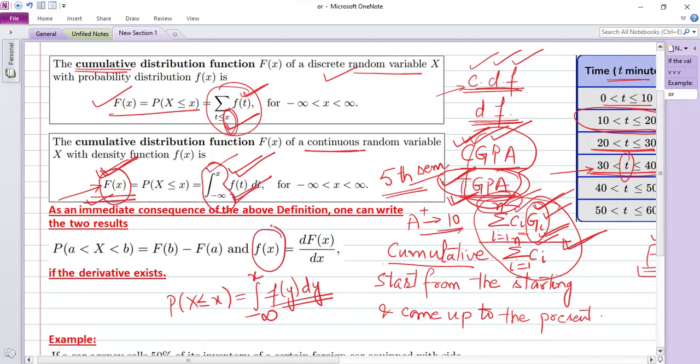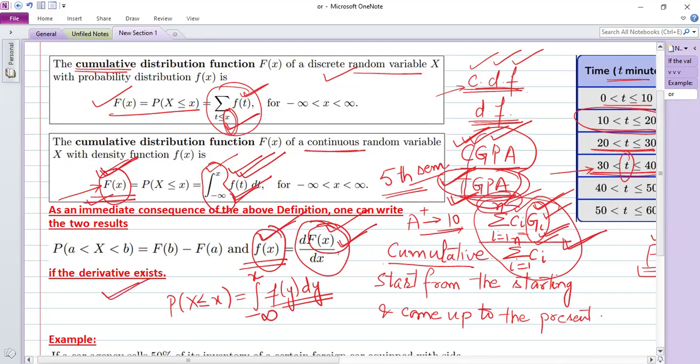So the PDF must be the differentiation of the CDF. Actually, we know that in a certain sense, differentiation and integration are reverse processes. So if F(x), the CDF, is the integration of the PDF, then the PDF must be the differentiation of the CDF, provided this derivative exists.